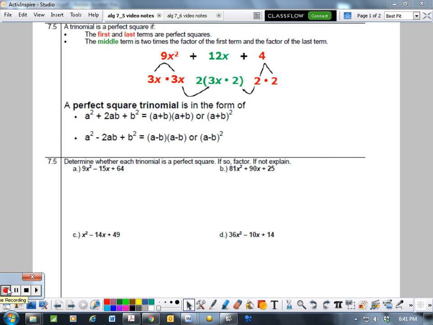Okay, we're going to talk about some special patterns in factoring. We talked about these when we were multiplying, and now we're going to talk about working backwards for factoring. The first thing is what we call a perfect square trinomial.